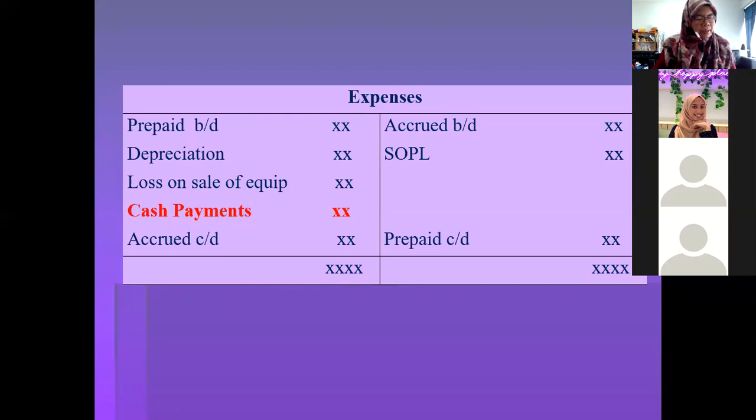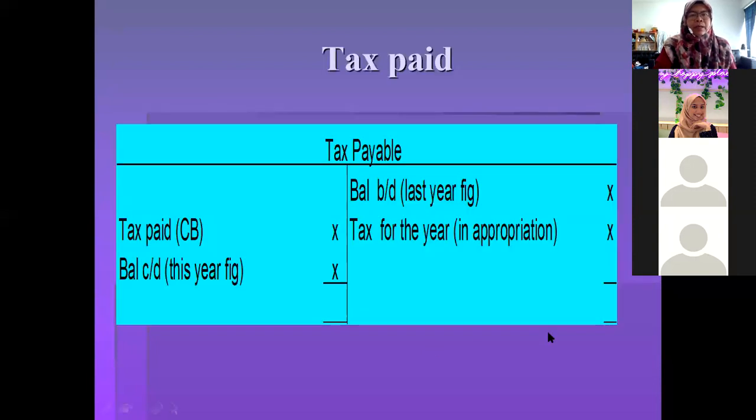Okay, alright. So next, you kena cari lagi. Apa lagi amount yang tak ada dekat dalam operating tu? Tax amount that you pay. Okay. So this is tax payable, meaning accrued tax. Kalau ada accrued last year, transfer here. Kalau ada accrued this year, you transfer here.